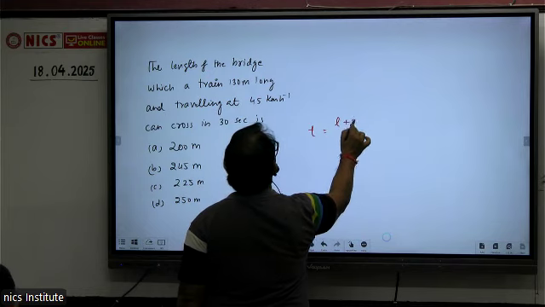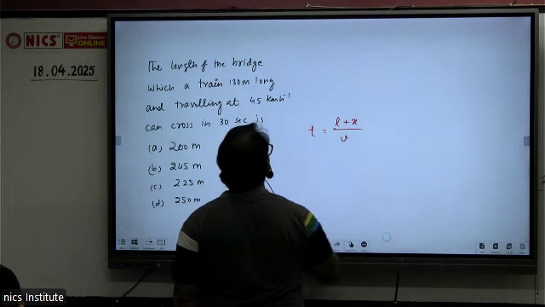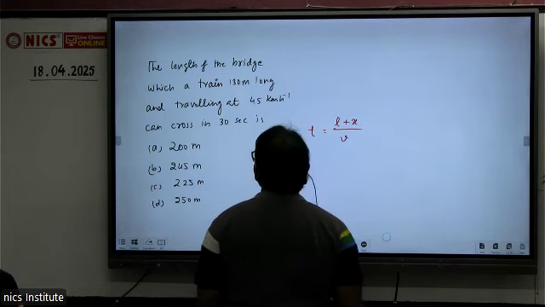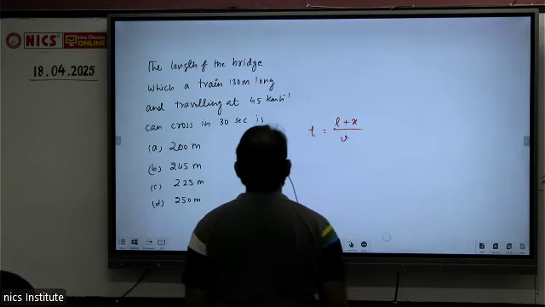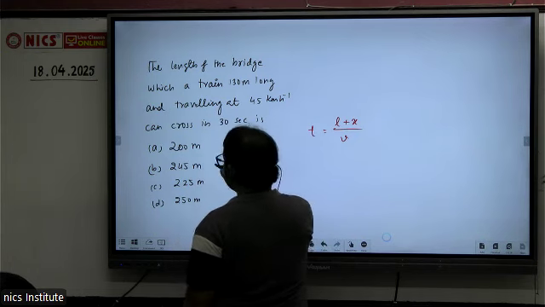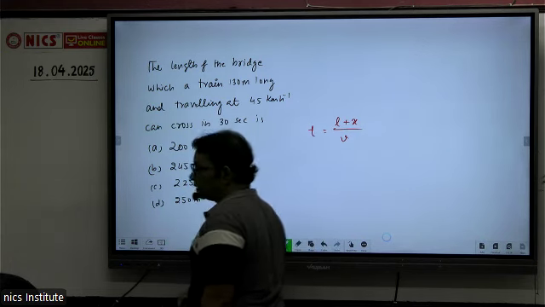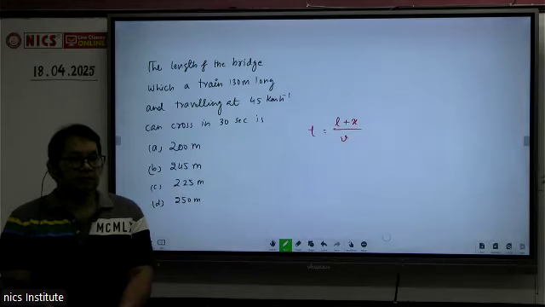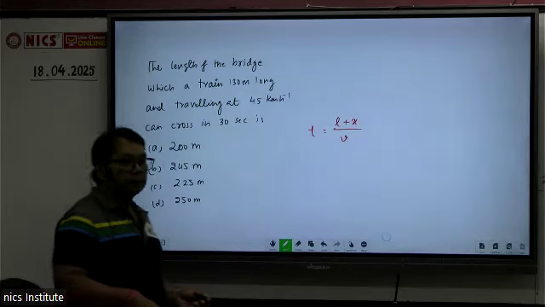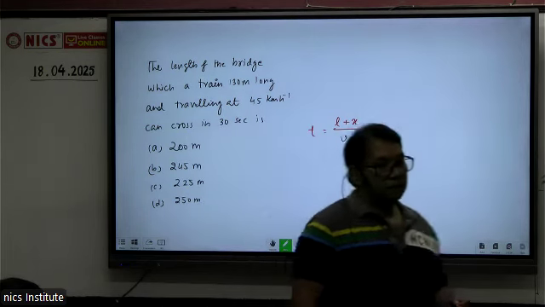You can use this formula. L is the length of the train, X is the length of the bridge, which has been given in meters. And options, always keep an eye on the options. Options are in meters. So it's good to work in meters. Solve in meters.